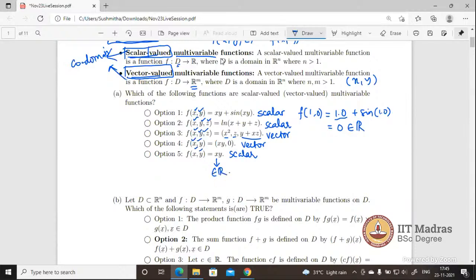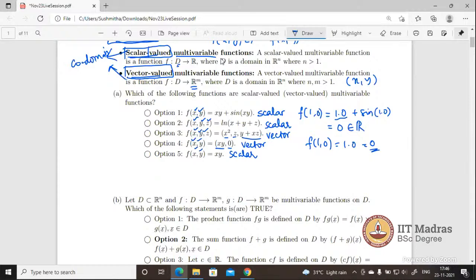Ma'am, if you take option 1 and option 5, with xy, f of 1, 0 would be the same in option 5 also, no? Yes, f of 1 comma 0 is going to be 1 into 0, which is 0, a real number, not a vector, right? Right, thank you. If it is a vector, you will have components written in brackets, separated by commas. Then you say it is a vector. So this is the difference between scalar valued and vector valued.